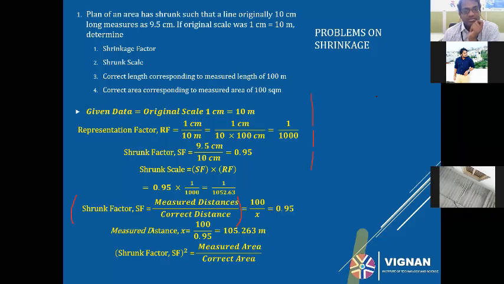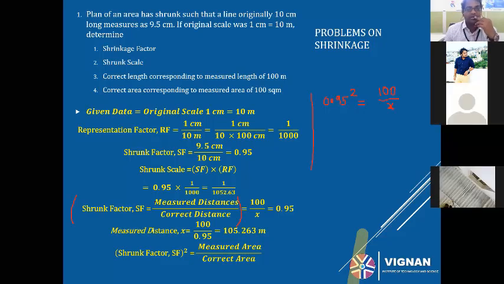So how much is the shrunk factor? 0.95 is the shrunk factor. Because we are trying to find out the area, we'll have to put square, equals to measured area, which is 100. You do not put any square here, divided by correct area, let me say x. Okay. The correct answer is 110.8 అండి. Okay, fine, we'll go ahead.